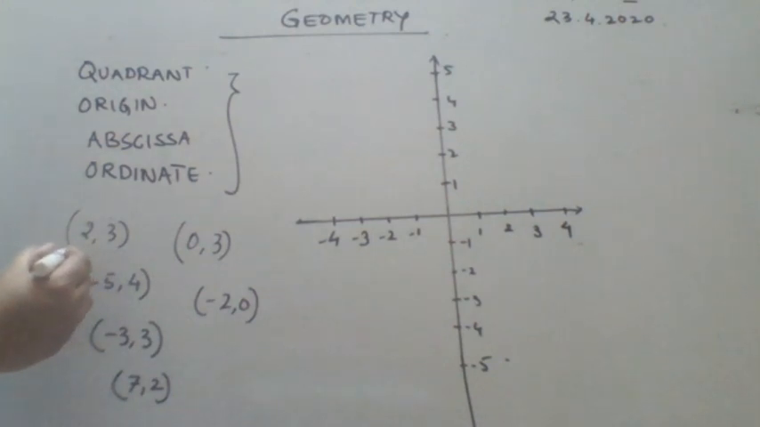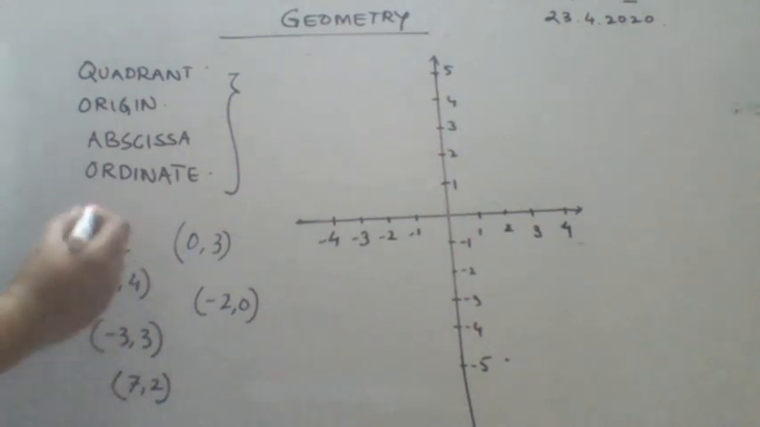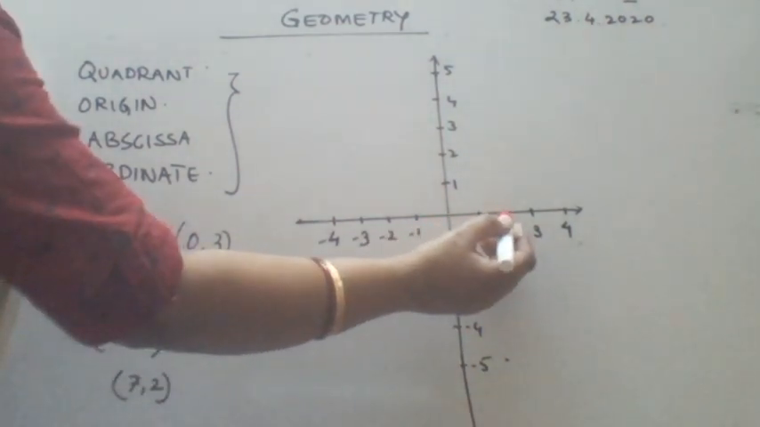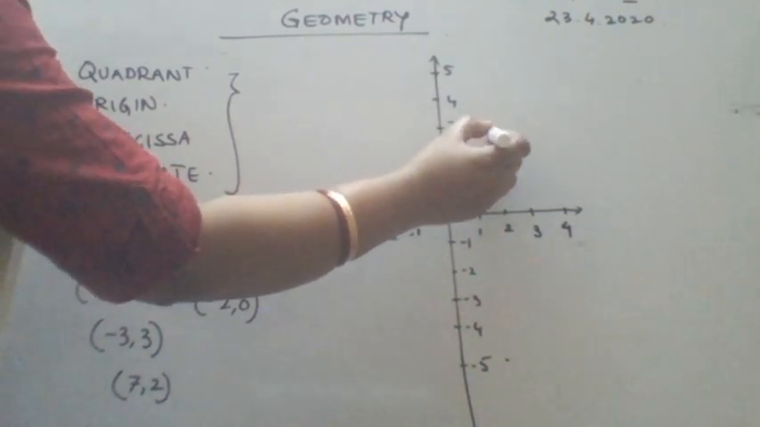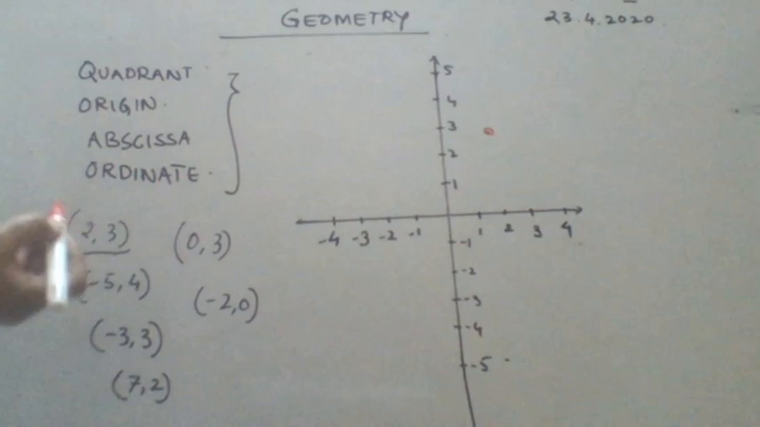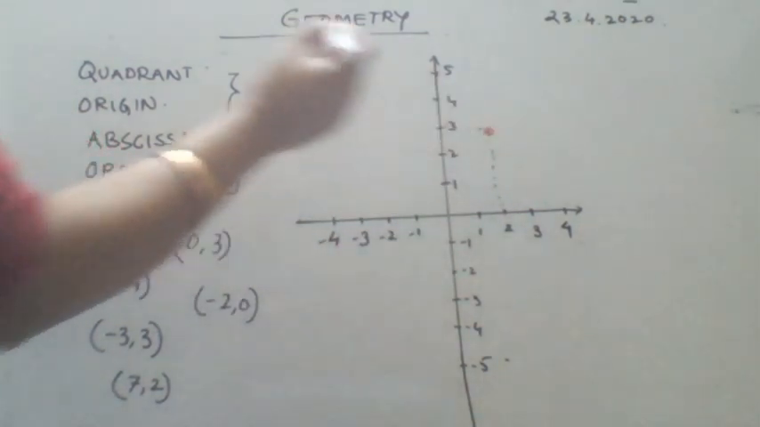For this one, (2, 3), first of all we will go to 2. The abscissa is 2 and the ordinate is 3. So the abscissa is 2, this point, then you move towards this, which is your ordinate. This is the point which is your (2, 3). X is 2 and y is 3.